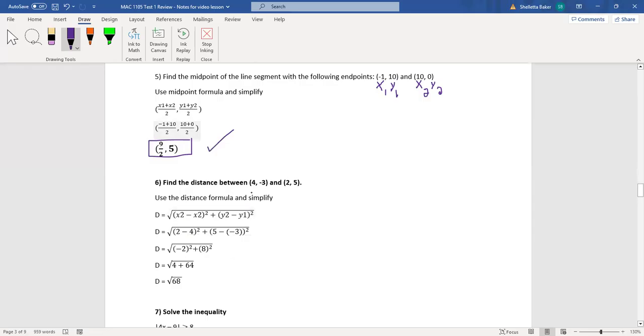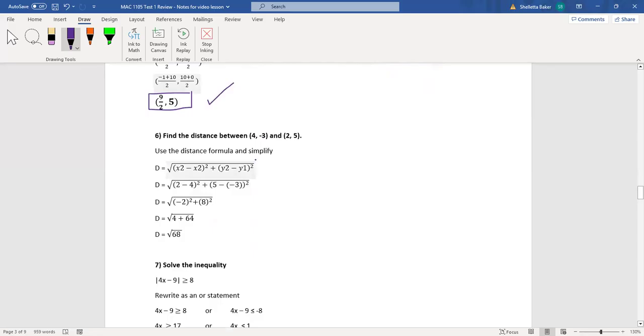Next, we want to find the distance between 4, negative 3, and 2, 5. Using our distance formula, the square root of the difference in the x coordinates, so x sub 2 minus x sub 1 squared, plus y sub 2 minus y sub 1 squared. After we label these points as x sub 1, y sub 1, and x sub 2, y sub 2, we get 2 minus 4, the difference in our x coordinates. 2 minus 4 gives us negative 2, and negative 2 squared is positive 4.